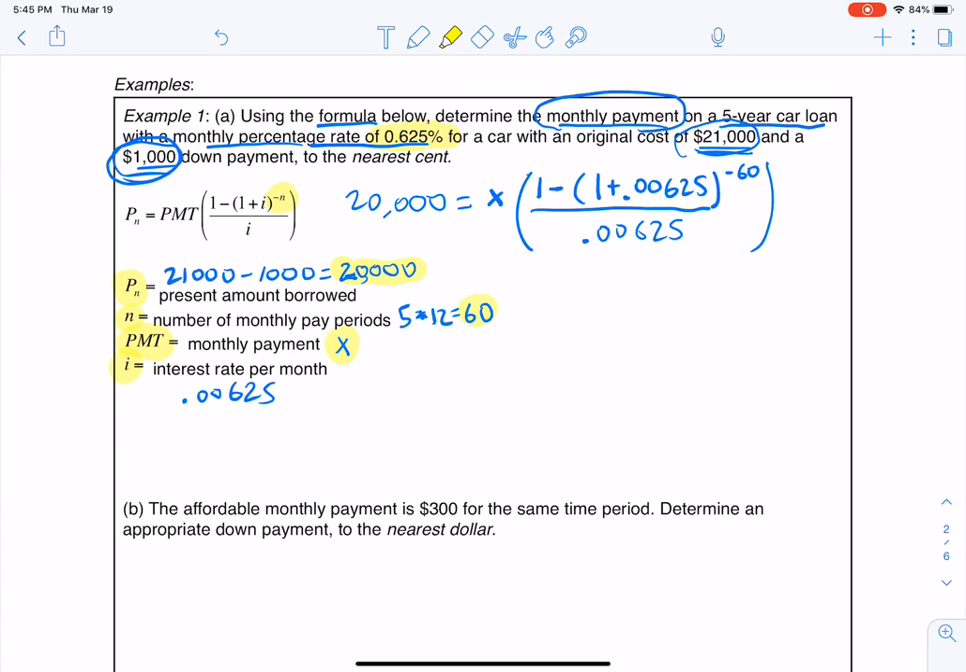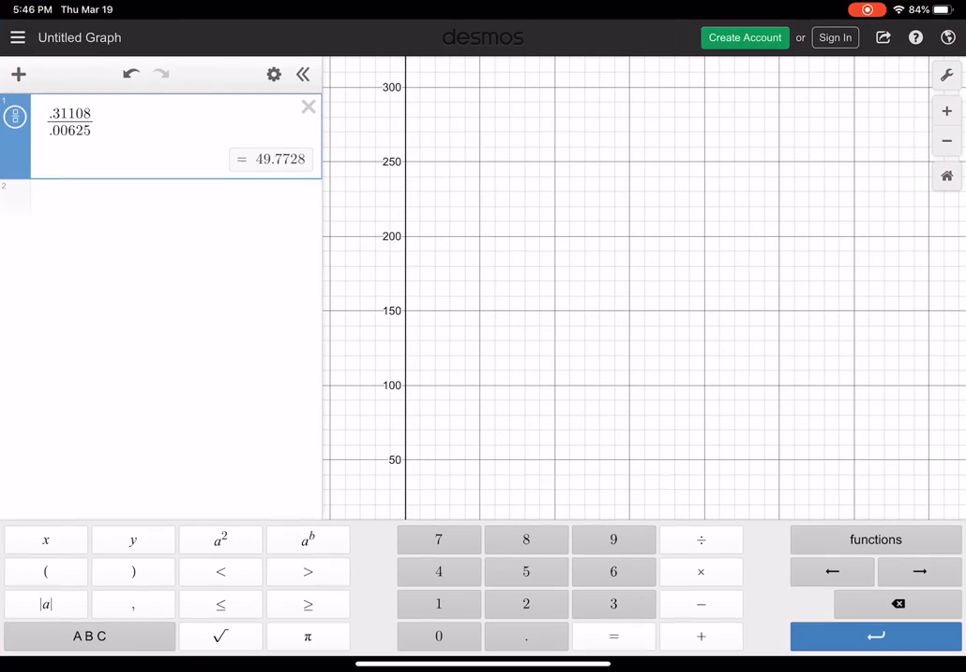To evaluate this, what I would really recommend is that you take it in parts. So let's first simplify this 1 plus 0.00625 raised to the negative 60th power. So let's go to Desmos. Again, that's 1 plus 0.00625 raised to the power of negative 60. And that gives me 0.6880918. I'm going to write all the way up to the 8.